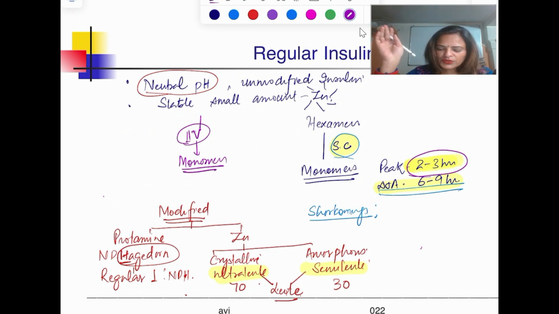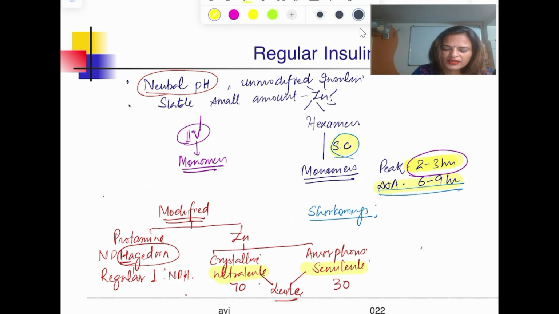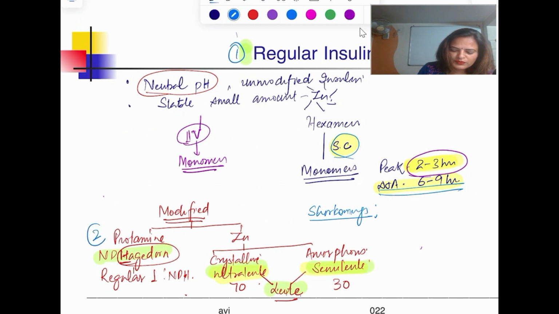So from the regular insulin, what have we derived? We have got neutral protamine hagedorn, ultra lente, semi lente and lente. So how are we going to classify these insulins? One is regular insulin, then neutral protamine hagedorn, ultra lente, semi lente and lente, the 5 types of insulin. From the regular insulin only we have derived all these.